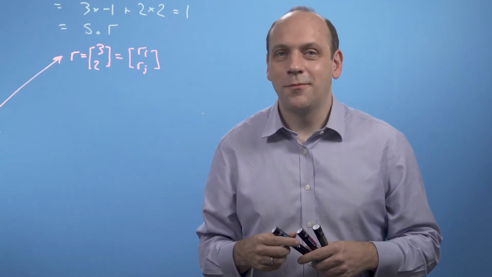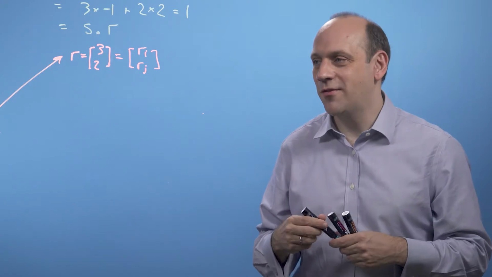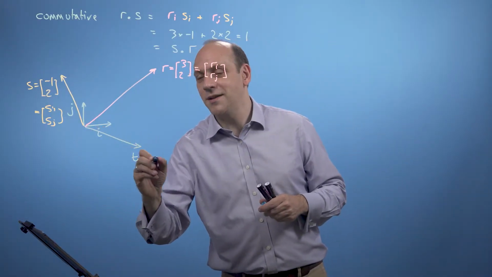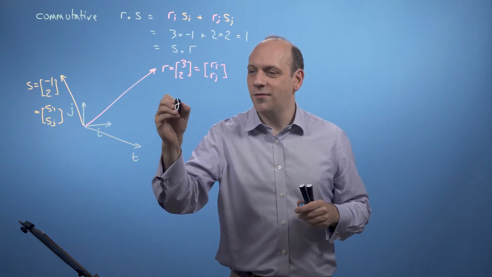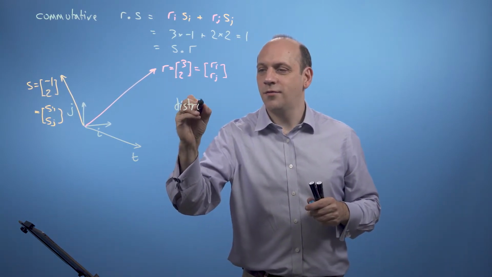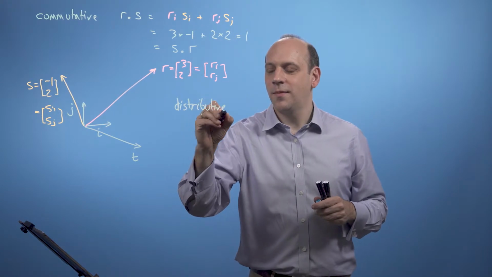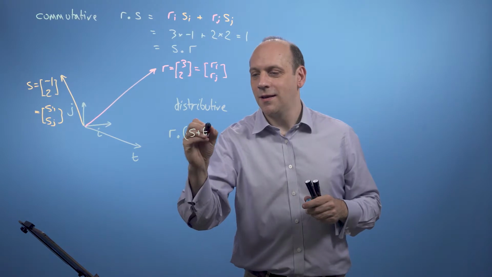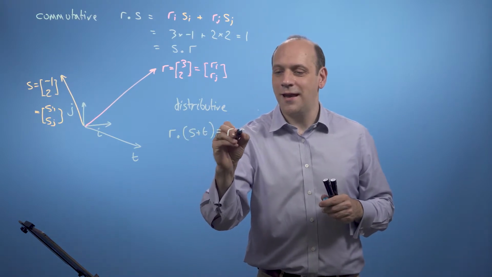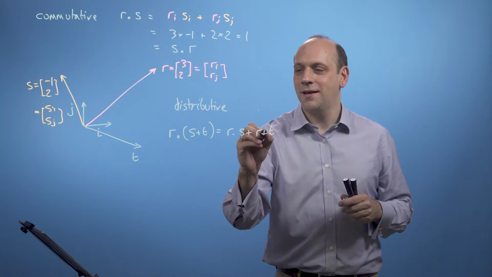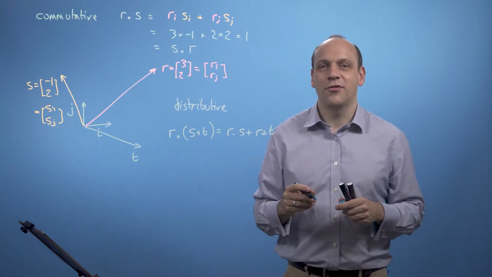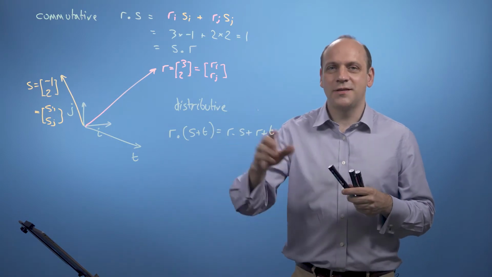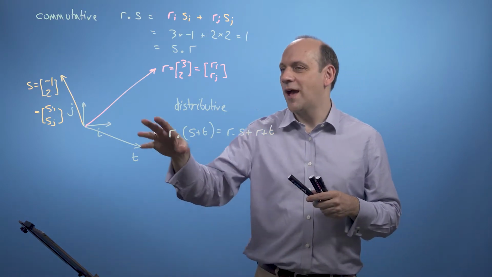Now the second property we're going to prove is that the dot product is distributive over addition. So if I have some third vector t, what being distributive means is that r dot (s plus t) is the same as r dot s plus r dot t. That is, we can multiply out this bracket in the way that we would if they were just numbers. And we're going to prove this in a general case for any dimension vectors.